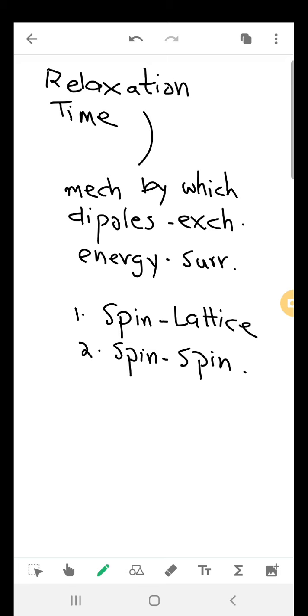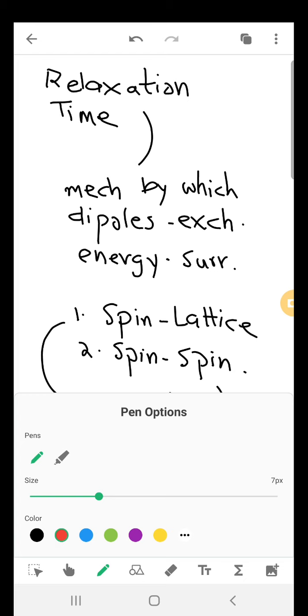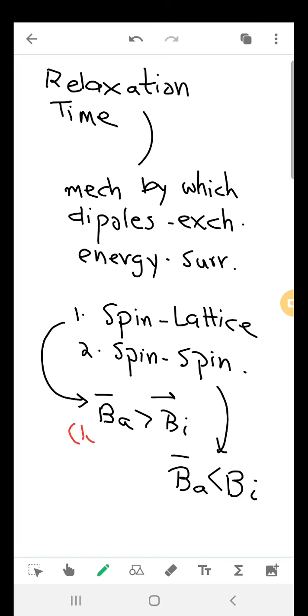So in this one here, the applied magnetic field is greater than the internal magnetic field of the material, whereas in this case the applied magnetic field is less than the internal magnetic field of the material. So this one occurs at low frequency, whereas this one occurs at a higher frequency.